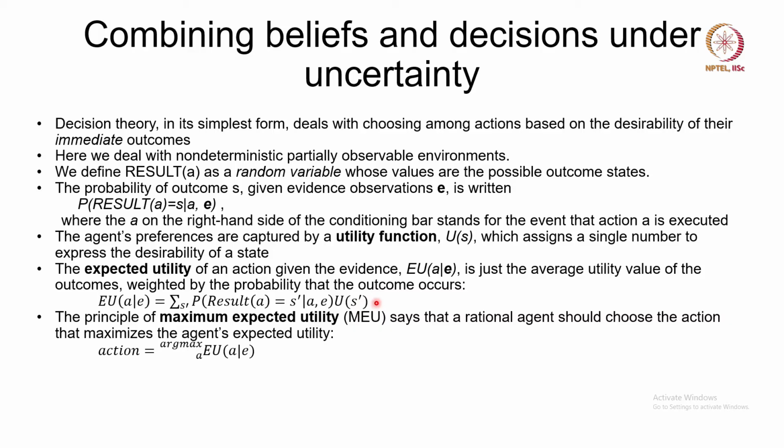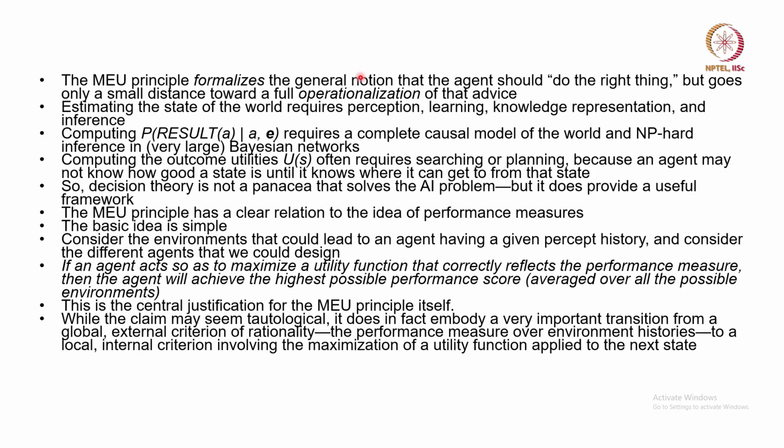This expected utility is for a particular action. Now if you see the expected utility of all the actions and then choose the action which gives you the highest expected utility, that is called maximum expected utility, that is MEU. That is the action to be taken. So the action will be argmax over A of EU(A | E). The agent does the right thing, which is the rational thing to do.